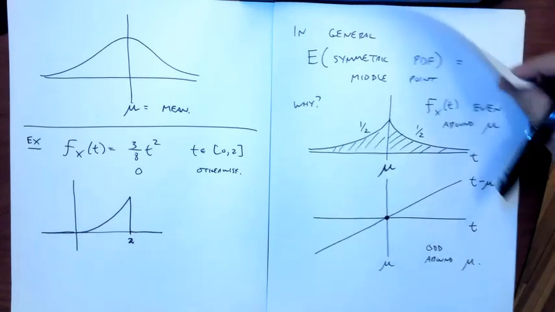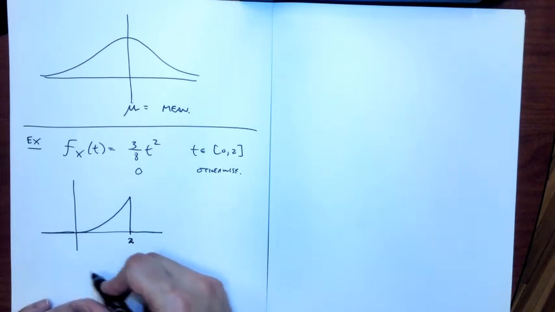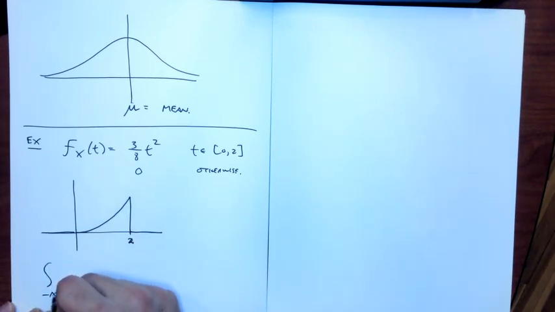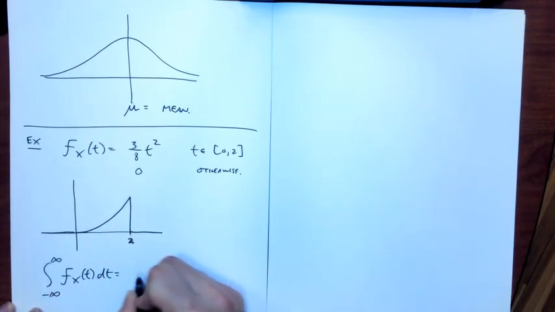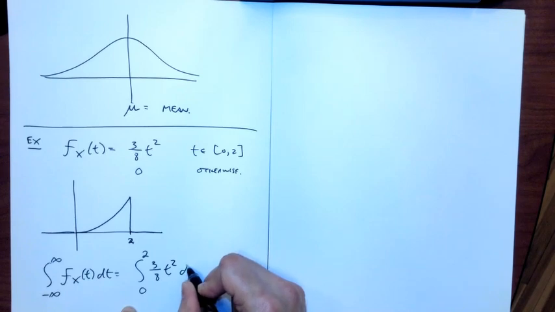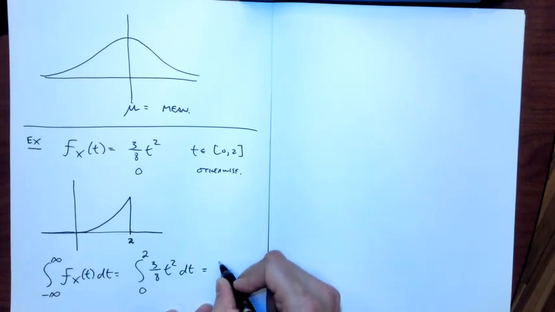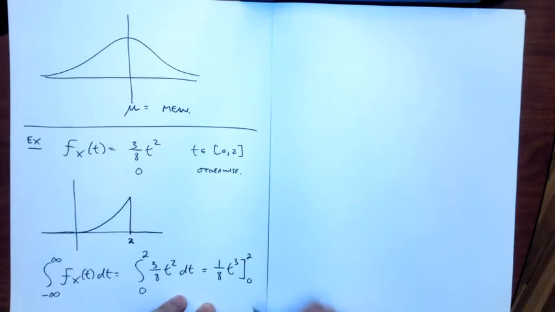Well, first of all, just to practice, let me ensure that this is in fact a PDF. I need to prove to myself that when I integrate this thing, I should get 1, right? So here I'm going to integrate between 0 and 2, 3/8 t squared dt, which is equal to 1/8 t cubed, evaluated at 2 and 0. I plug in 2, I get 8. I plug in 0, I get 0. And I get 1, right? So I just made sure this is a PDF, okay?